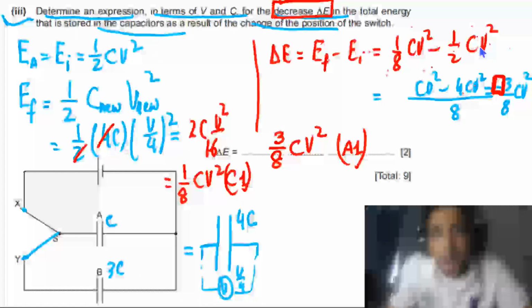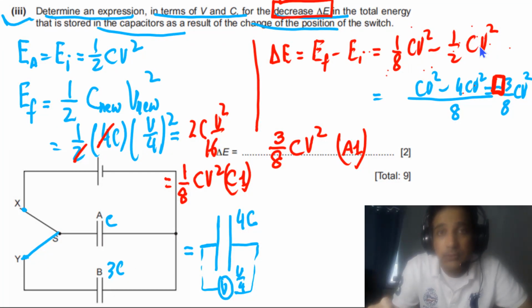That's all for today's lesson. I hope you have improved your conceptual understanding of capacitance, and also you have better understanding of simple harmonic motion.